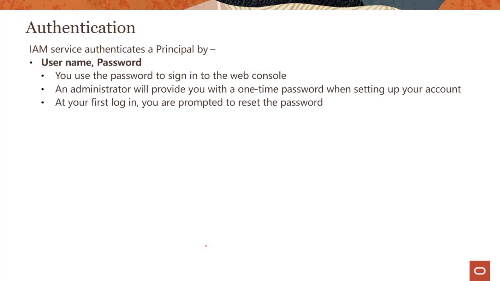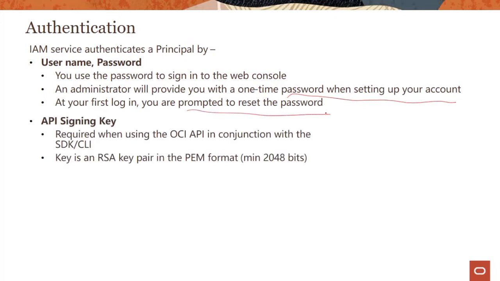So let's look at the different authentication mechanisms which are provided by OCI. The first one is very simple, something which you are all familiar with from various web services, where you authenticate a principal by providing the username and password. So you use the password to sign in using, let's say, a web console. You get a one-time password when you set up your account. At your first login, you're prompted to reset your password. Seems very logical, very familiar from how you use some of the web properties.